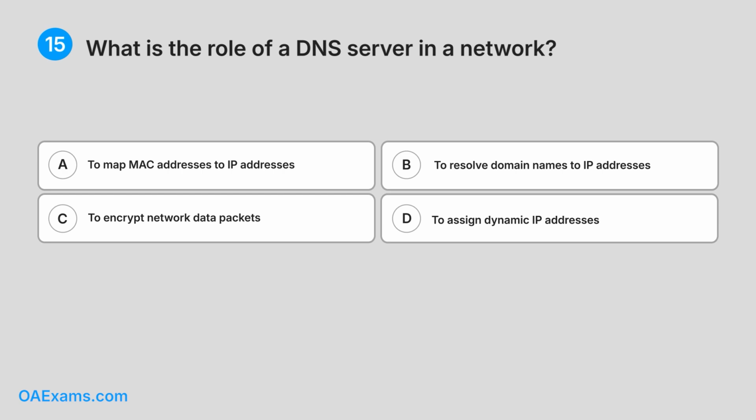A. To map MAC addresses to IP addresses. B. To resolve domain names to IP addresses. C. To encrypt network data packets. D. To assign dynamic IP addresses. Can you guess the answer?